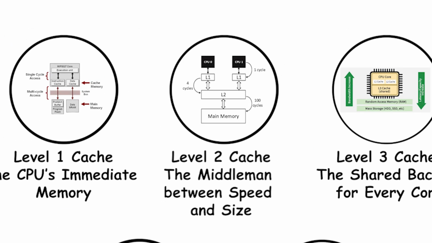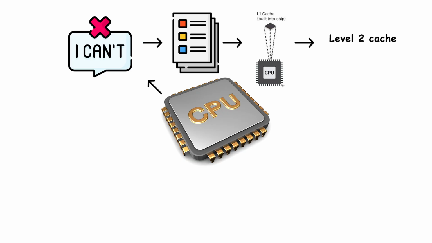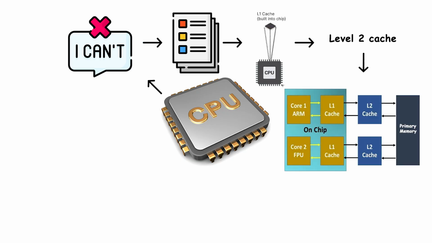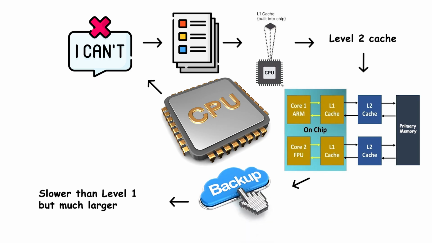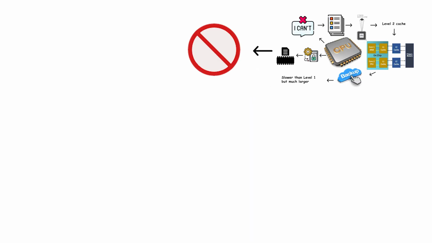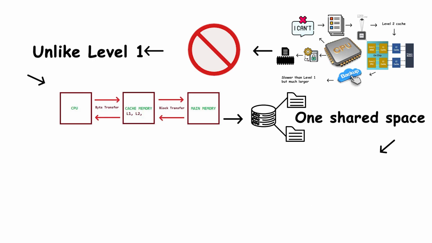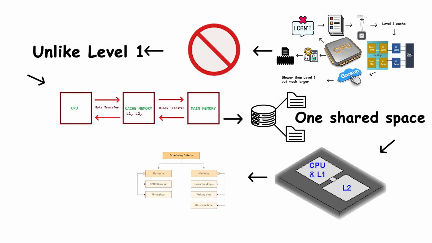Level 2 cache, the middleman between speed and size. When the CPU can't find the data it needs in level 1 cache, it immediately checks level 2 cache. Level 2 cache acts as a backup layer, slower than level 1, but much larger. It's where the CPU stores data and instructions that might be needed soon, but aren't in active use at the exact moment. Unlike level 1, level 2 cache is usually unified, meaning it stores both data and instructions in one shared space. This simplifies design and allows the CPU to manage larger chunks of information more efficiently.